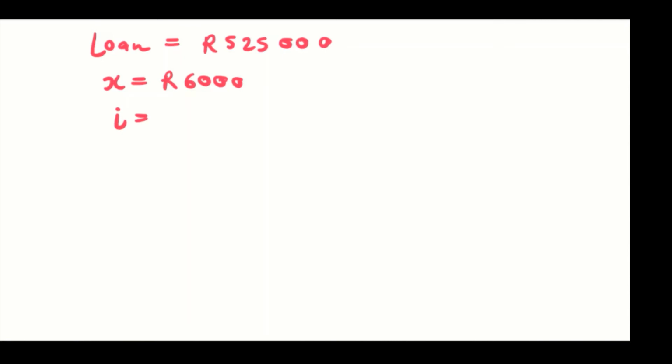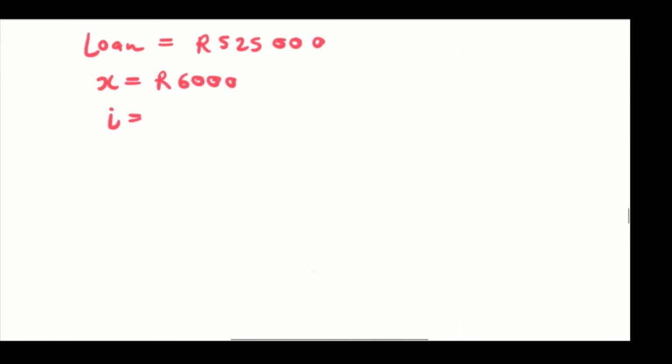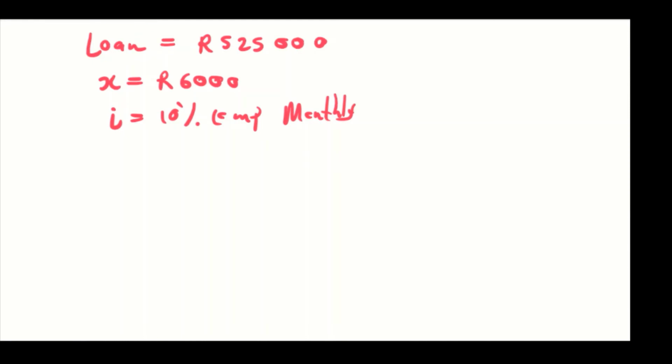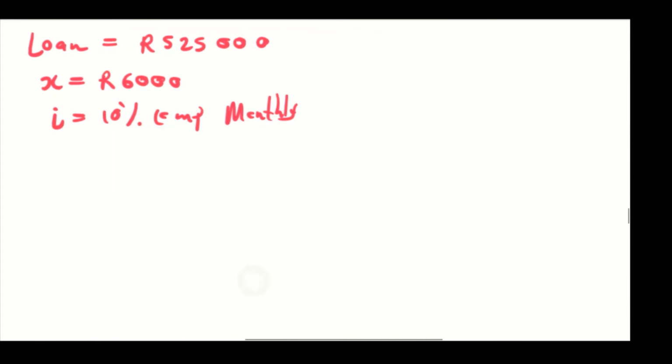So the amount of the loan is 525,000, and the amount that Mandy is going to pay is 6,000 monthly, and the interest rate is 10%, right? Let me just check. Yes, it's 10% for a period of 20 years. So it's going to be 10% compounded monthly, and for a period of 20 years.